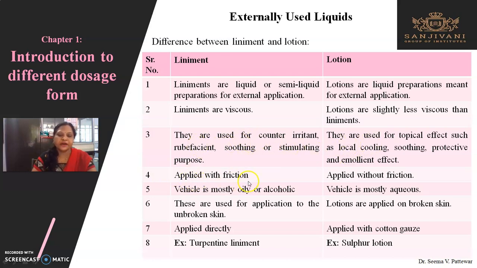They are applied with the friction. Means you have to rub. Here it is not necessary to rub. Applied without friction. Vehicle is mostly oil or alcoholic vehicle. Vehicle is mostly aqueous, means water is used. These are used for the application to the unbroken skin, and lotions are applied to the broken skin. If there is a lesion or wound, then you can use this. These are applied directly. These are applied with the cotton gauze. Example is a turpentine liniment, and here sulfur lotion.